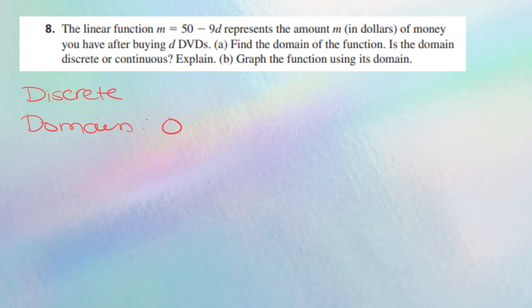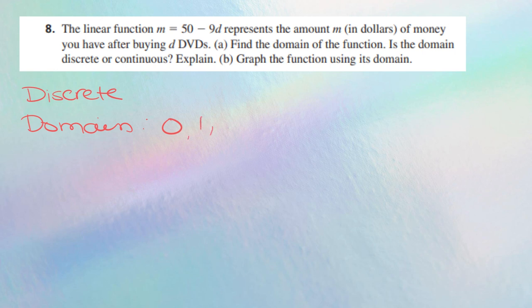The linear function m equals 50 minus 90 represent the amount of dollars of money you can have after buying DVDs. Find the domain. Domains are my x, right? Did it tell me the maximum? Did it tell me the minimum of how many DVDs I can buy? But what's the minimum? 0, right? What else can I have?